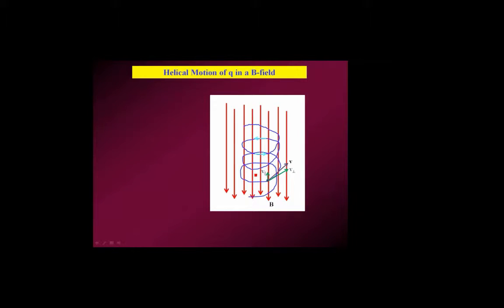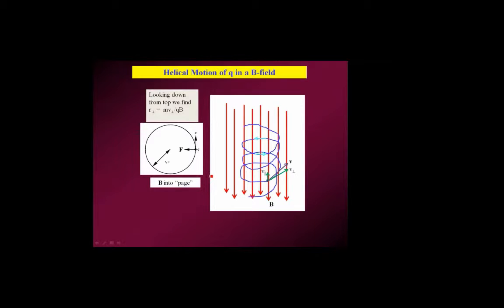And so this helix, which I drew by hand, at this position here, the particle would be moving in this direction. Here it would be moving in this direction. And so you combine this circular motion with this v parallel motion, and that gives you the helix.